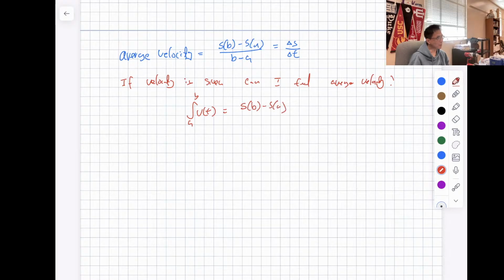Is that the same equation? No. So it's missing something. What is it missing? 1 over b minus a. Does that sound familiar? So technically, I can still find average velocity if I just find average value. See, that's what the words are, actually very, very interesting. Average value of velocity is average velocity. Does that make sense?